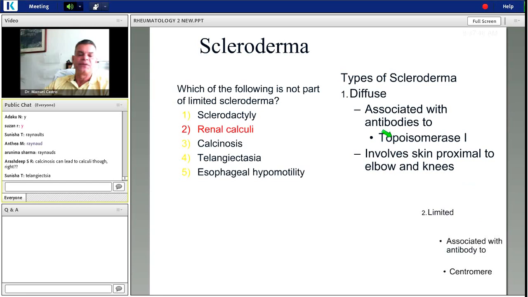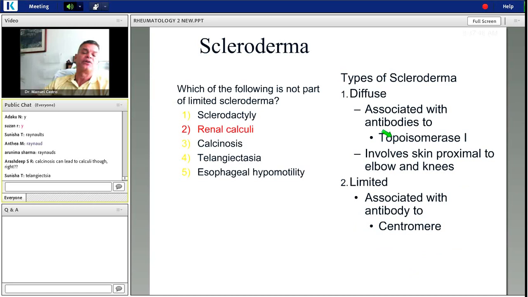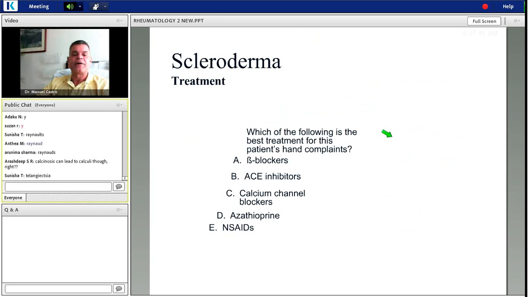Now, limited scleroderma is associated with antibody to centromere, and it is limited to the skin distal to the elbow and distal to the knees. But you also can have it on the face. So make sure that you know that the face can also be affected in limited scleroderma, okay? So don't make the mistake of saying that it is diffuse because the face was affected too. So the face can be affected in limited scleroderma, okay? Very important, very important.